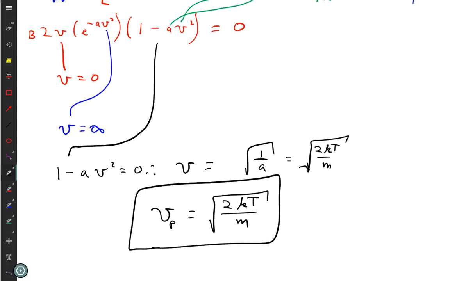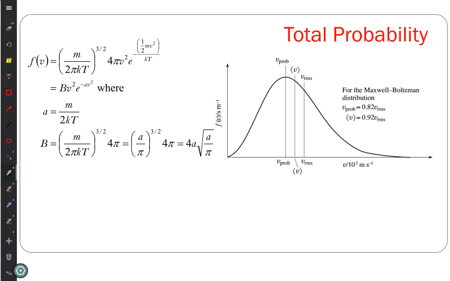Any questions about how I found the most probable speed? Okay then, no questions. Let's go to the next one. Oh, hey, look, here's total probability. I have them out of order. Well, we've already done this one, so average speed.